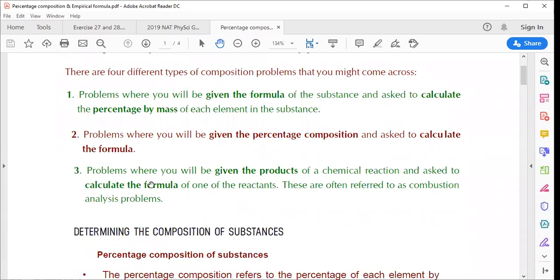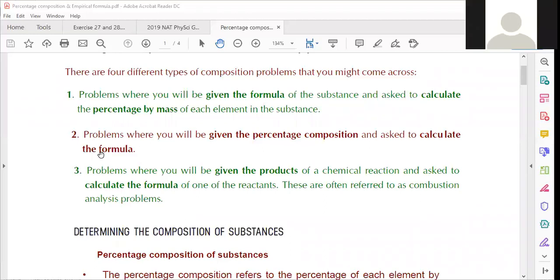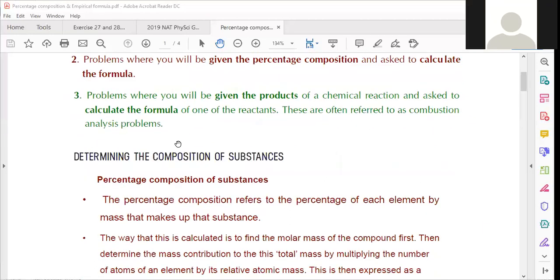Then number 3, problems where you'll be given the product of a chemical reaction and asked to calculate the formula of one of the reactants. This is like your stoichiometry that you will be doing. So there's another 4th one. I just listed the 3rd one because this is what you need to know for now. We also have your percentage yield and so on that we'll have to do later on. All right, so let's look at this.